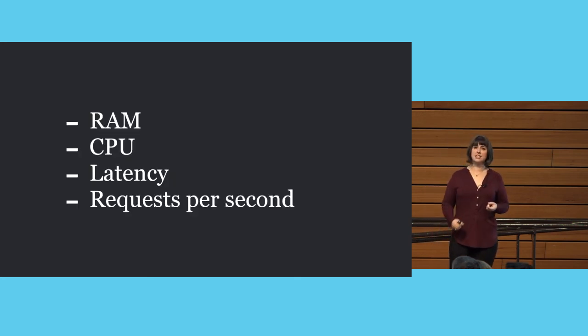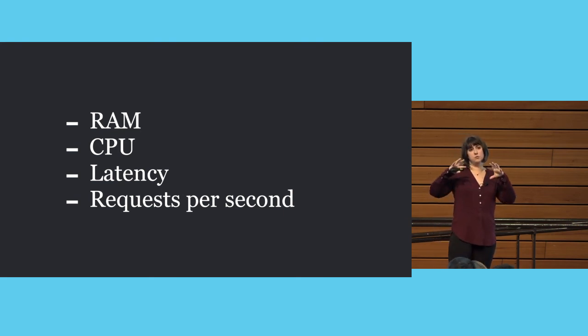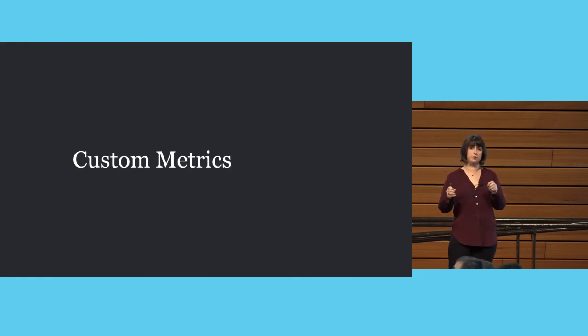So that you're looking at things like CPU, RAM, latency, requests per second. All of these kind of simple metrics help you understand whether or not an application is going to be able to handle even more traffic. And of course, there's also going to be some custom things.